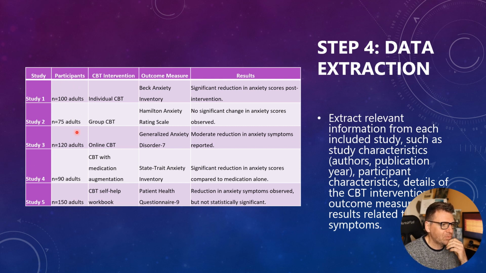We have the number of participants. You'll get this in the abstract. You basically there's some numbers of people in each of those studies that participate in the study. And here's what the intervention was like: individual, group, online, CBT with medication augmentation, CBT self-help workbook. Here's all the outcome measures, and here's the results. So look, significant reduction in anxiety scores post-intervention.